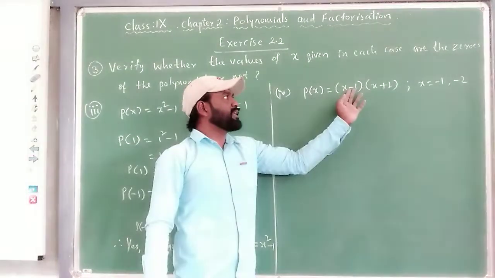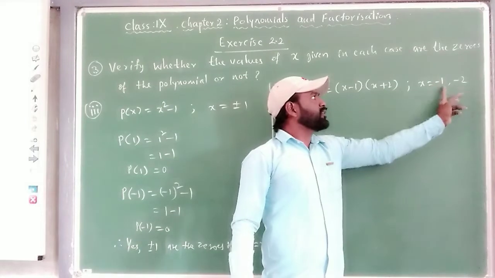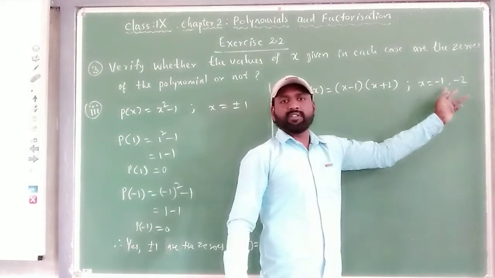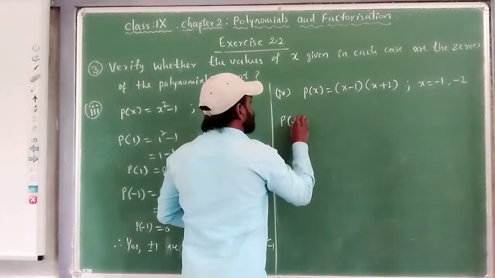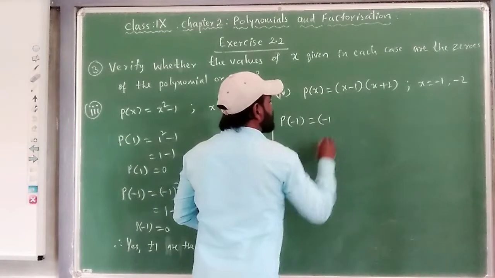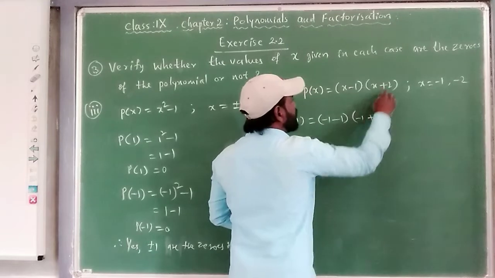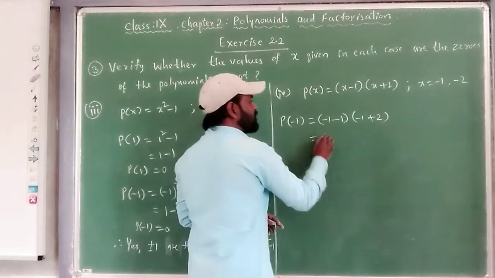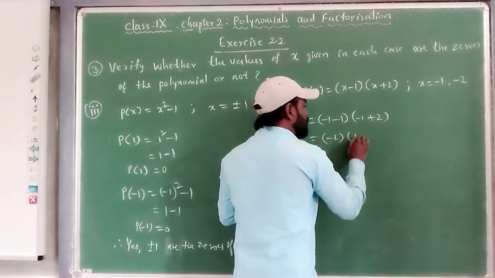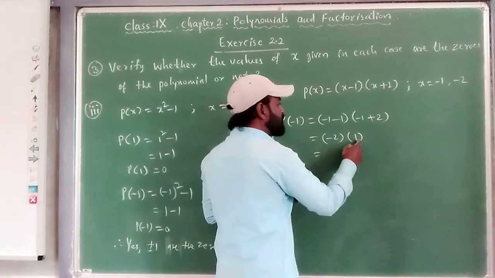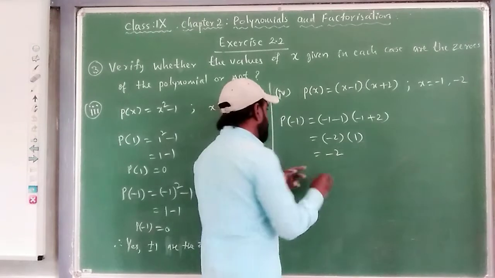Next, another polynomial is given. P of x is equal to x minus 1 into x plus 2. First we have to check x is equal to minus 1 and next we have to check x is equal to minus 2. We have to find which becomes 0 and which does not. So let's see P of x for x is equal to minus 1. In place of x I have to substitute minus 1: minus 1 minus 1, and again minus 1 plus 2. Minus 1 and minus 1 are both negative, so you add: minus 2. Again minus 1 plus 2 is plus 1. Minus 2 into plus 1 is minus 2 only. Is it equal to 0? No, it is not equal to 0.